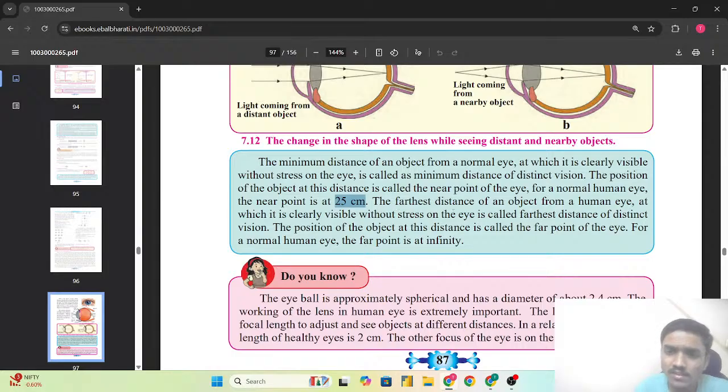So the farthest distance of an object from a human eye at which it is clearly visible without stress on the eye is called the farthest distance of the distinct vision. और सेम जो कि farthest distance है मतलब दूर का ऑब्जेक्ट जो ह्यूमन आई को क्लियरली विजिबल हो सकता है without giving the stress on the human eye, that is called the farthest distance of the distinct vision. So the position of the object at the distance is called the far point of that eye. For a normal human eye, the far point is at infinity. So the minimum distance of the distinct vision, that we call the near point, is 25 centimeter, और जो far point का distance है that is infinity.